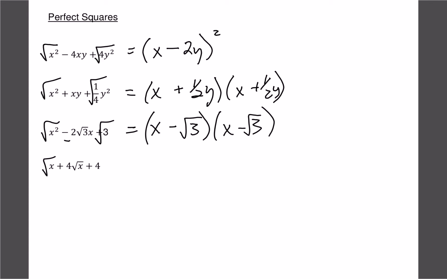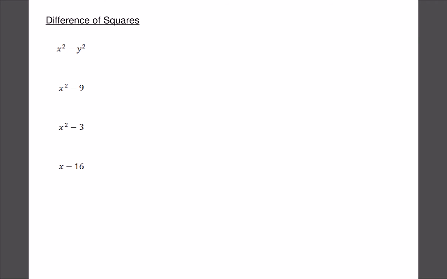And our last one works the same again, except we would have root x plus 2. And we'll write this one out squared. And again, if we FOIL it out, the middle terms do indeed work. So perfect squares work pretty good. Just basically square root the front and back and make sure the middle works out.